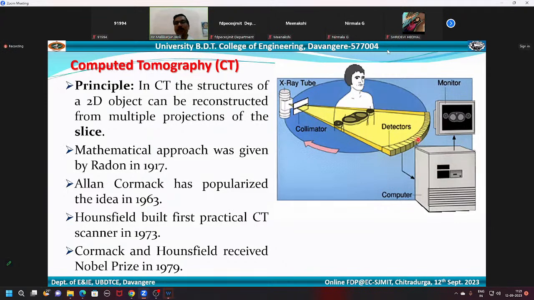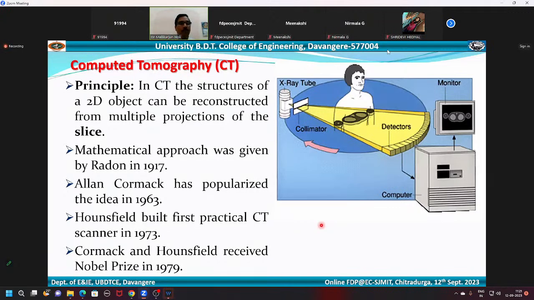Okay, so this is how we are going to get a slice. This is one slice. If you move the X-ray tube a little higher or lower and do the same procedure again, you can generate another slice. So CT as such provides 2D information slice by slice. But using this 2D information, you can also generate a 3D image.